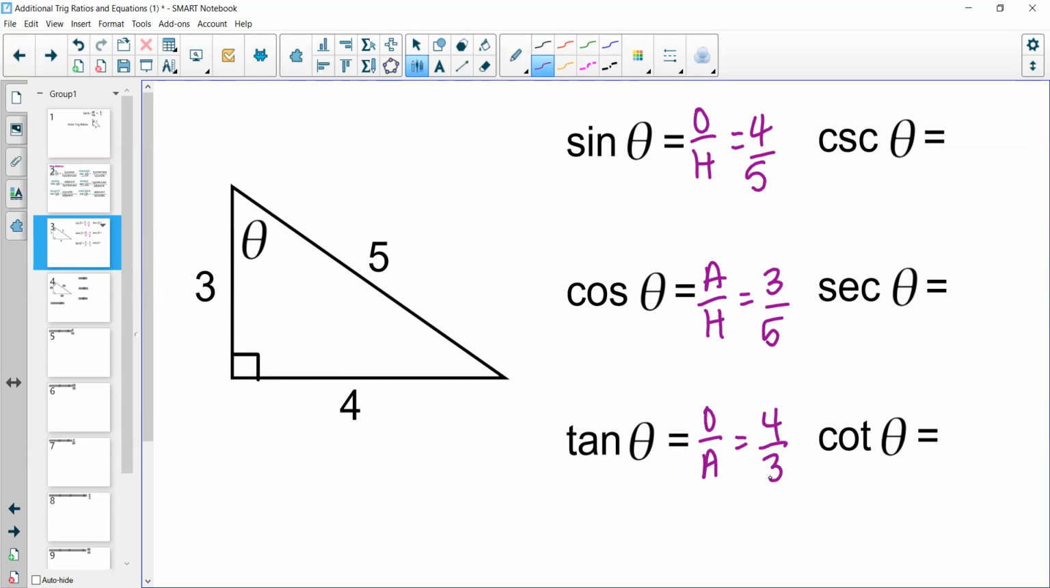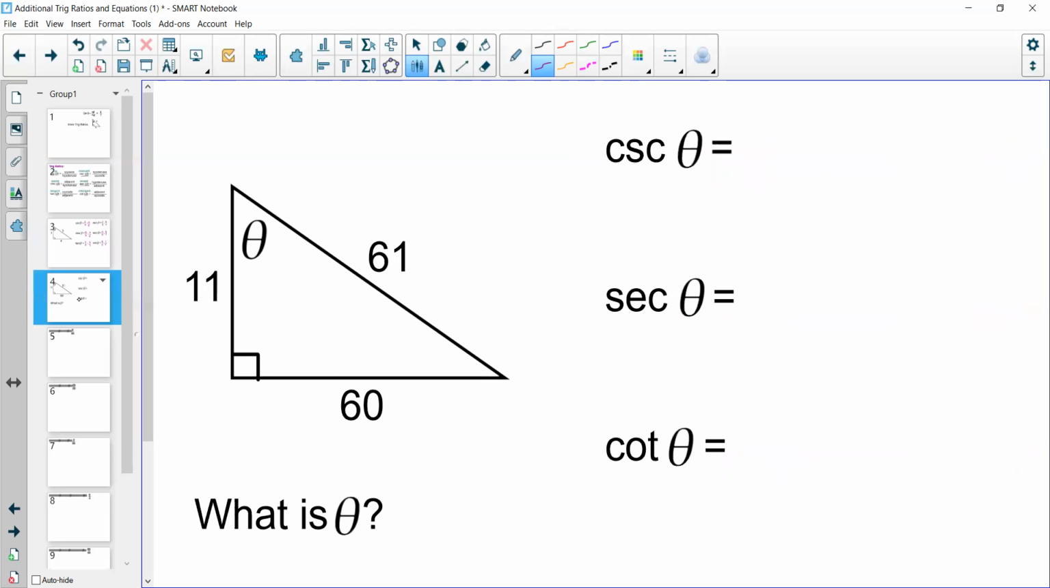Now, cosecant is the opposite of sine, meaning that it's hypotenuse over the opposite, or in this case, it's going to be 5 over 4. Our secant is the hypotenuse over the adjacent, meaning that this one is going to be 5 over 3. And then our cotangent is the adjacent over the opposite, so it is 3 over 4. So you can see how it relates directly to those.